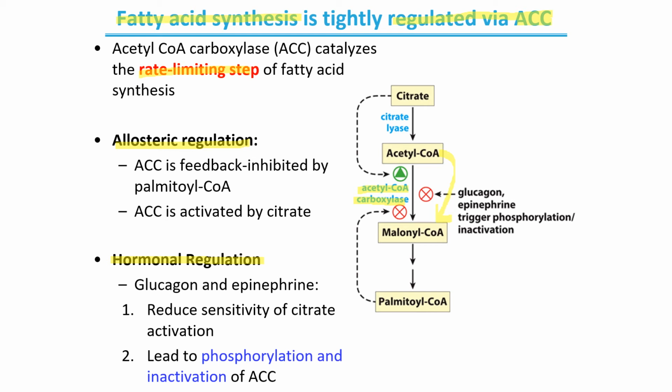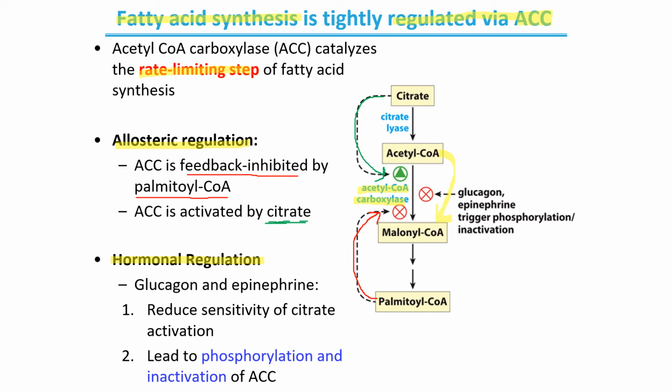For allosteric regulation, we must remember that the enzyme ACC is feedback inhibited by the product of the pathway, which is palmitoyl-CoA. So palmitoyl-CoA, when it has high quantities in the cell, it will stop the enzyme ACC, whereas the citrate molecule is the activator of this enzyme. So citrate, when it is in high quantities, that will activate ACC. This is the allosteric regulation.